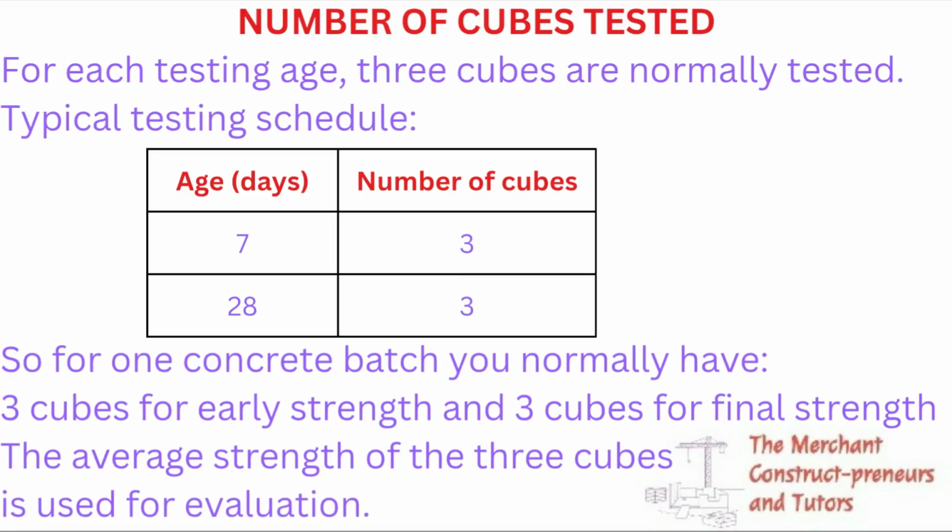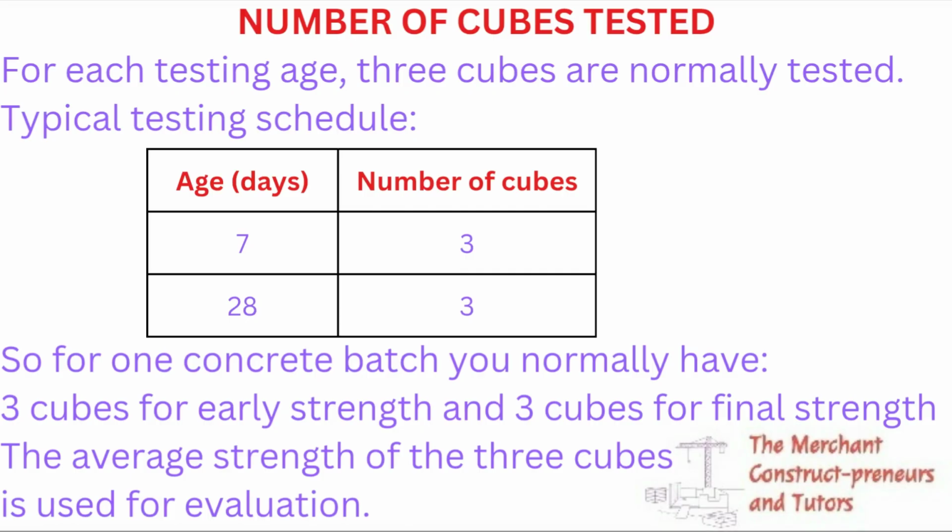Some engineers actually take 9 cubes. They test 3 for 7 days, 3 for 14 days, and 3 for 28 days. But the majority of engineers or companies actually test 6 cubes, 3 for 7 days and 3 for 28 days. So for one concrete batch, you normally have 3 cubes for early strength and 3 cubes for final strength. The average strength of the cubes is used for the evaluation.